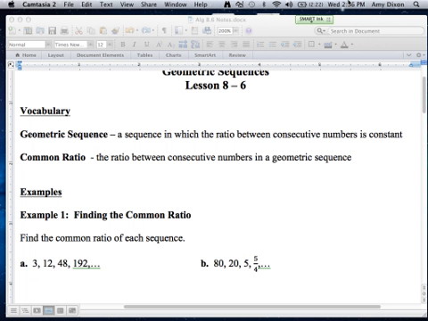And if you remember, a ratio is a number that can be written in the form A over B. So these will be in the form of either multiplying by the same number or dividing by the same number.